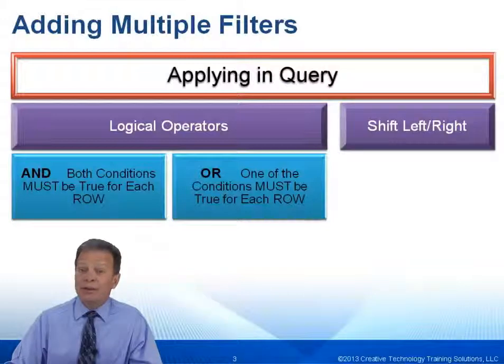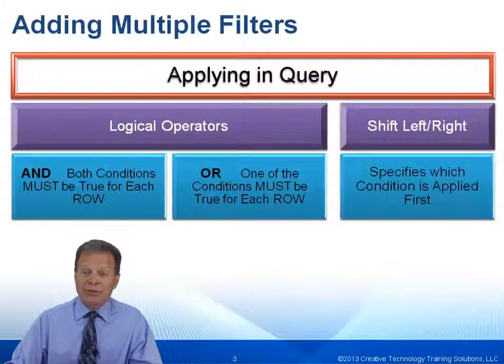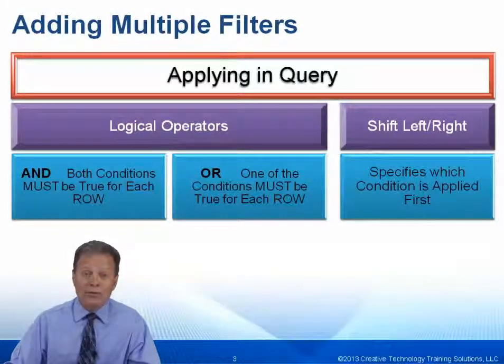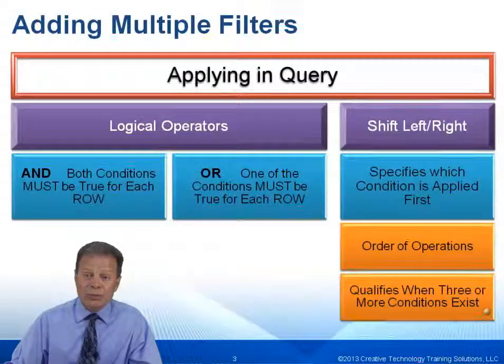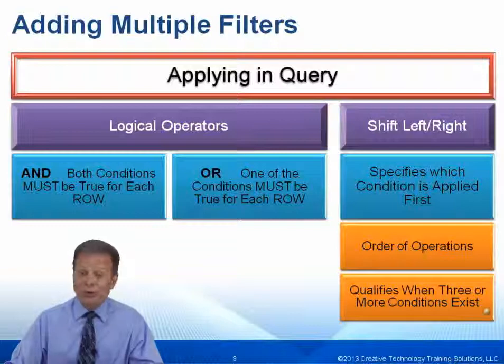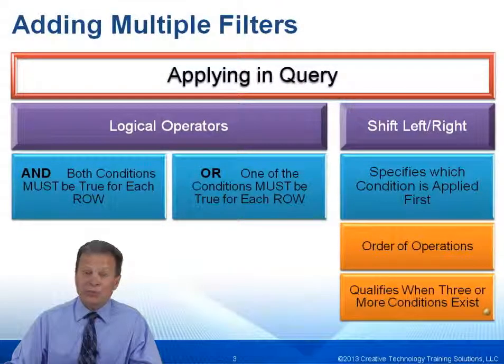We'll shift left or right by using a simple drag and drop method, and that will determine which ones are grouped together with which other conditions that comprise it. And the order of the operations will be very important, as we'll see. Okay. And qualifies when 3 or more conditions exist. With 2 conditions, you're only going to have an and or an or. It's a very simple condition. But most of you are going to create conditions that have 3 or 4 or 5 or 6 or many, many more. And now your life gets a little more complicated, but don't worry.